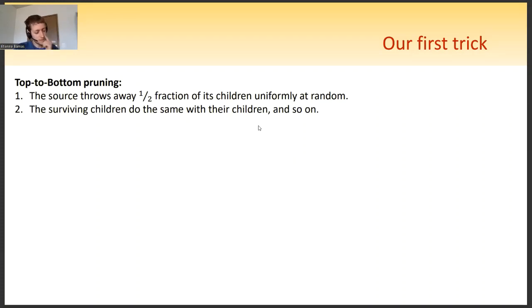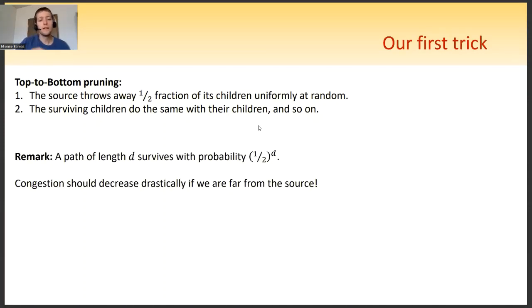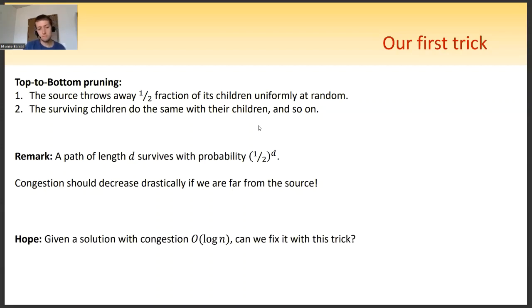So what's the strength of this? There's a hope. First, notice that the odd degree is not decreased too much by this trick. Every vertex loses half of its children, so you only lose a constant factor. And there are a few things that are useful. First, if you have a path of length d, then if you apply this top-to-bottom pruning, the path survives with probability 1/2 to the d. So the intuition is that if you have congestion that is far away from the source, then this congestion should decrease a lot.